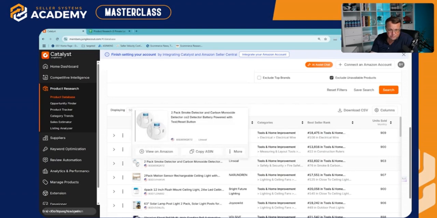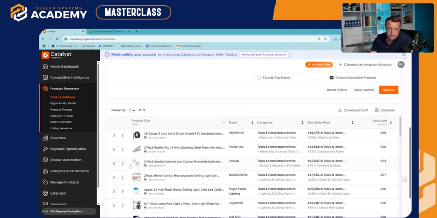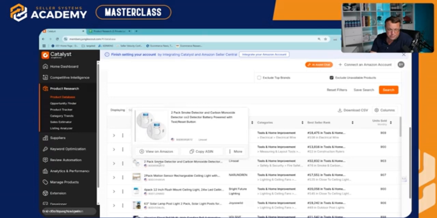Very interesting. Now, 2-pack smoke detectors and carbon monoxide detector. Battery powered with test and reset buttons. This is super generic, right? It's electronic, so we typically will avoid, but I don't think this is a complicated electronic. I think that it matters that it works. Like there's a safety issue. You've got to be careful. You don't want to necessarily jump into something.